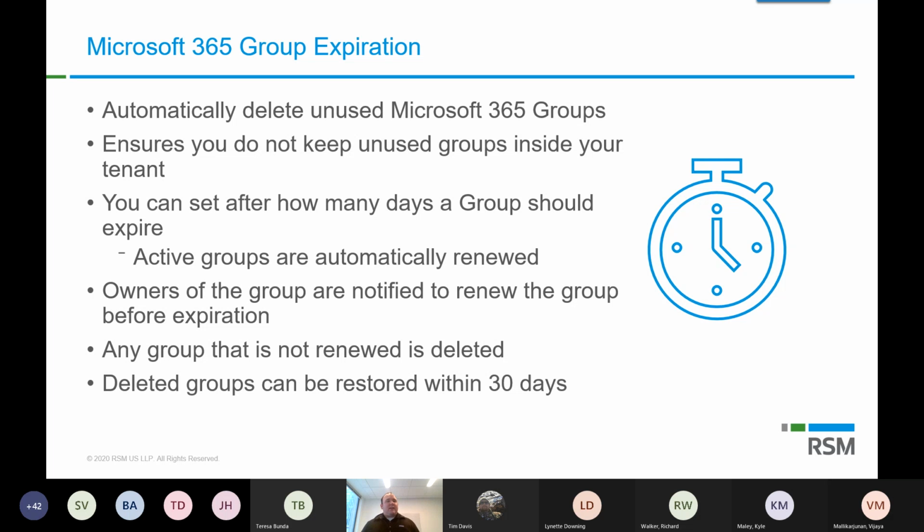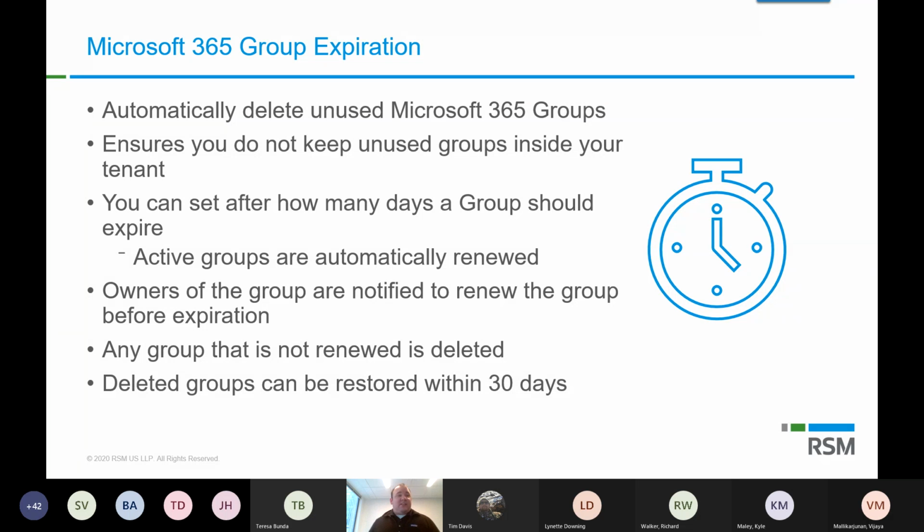So when you take a look at that group expiration, you can have it set to automatically delete groups. Don't worry, it does notify individuals and owners that the group is going to be expiring and be deleted. So the user then has the ability to renew it, or it will continue to be deleted along the path.